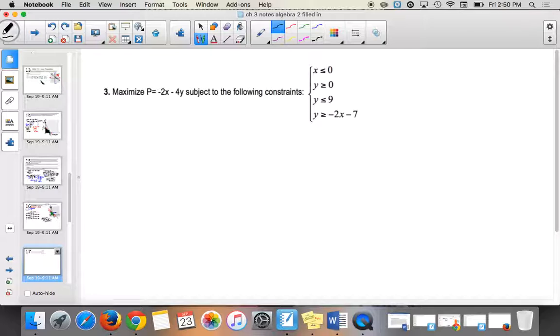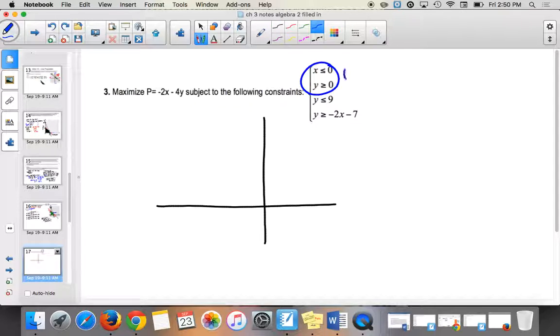So let's do that. So we have x is less than or equal to 0, which means I'm on the left side. So here's my x equals 0. I'm on the left side of the coordinate plane. Y is greater than or equal to 0. I'm above. So what quadrant am I in? Not the 4th. The quadrant 2, right. I'm in the 2nd quadrant. All right, now the next one is y is less than or equal to 9. That is just a horizontal line through 9.